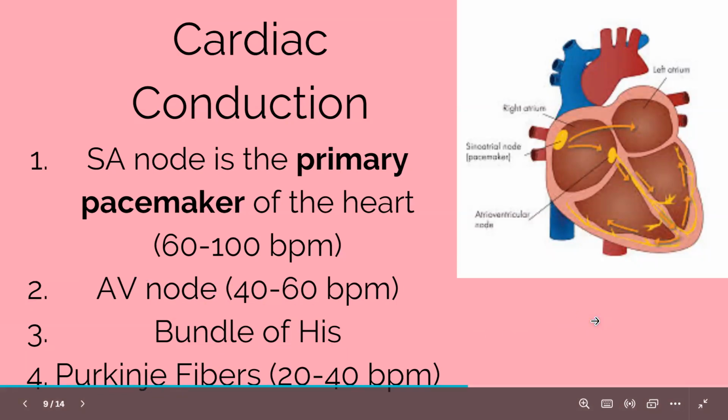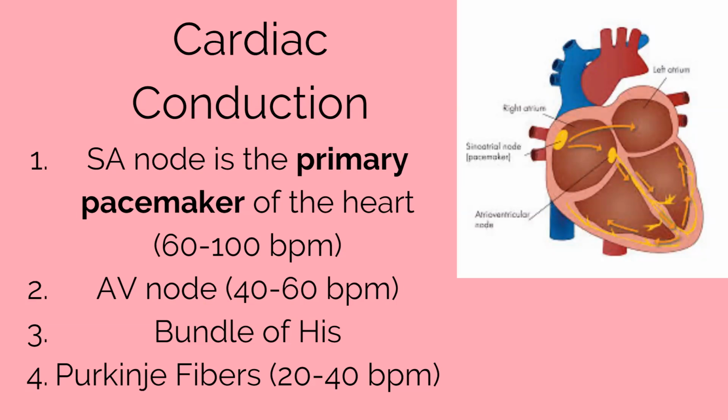So we said that the SA node is our primary pacemaker, but you'll see next to the AV node and Purkinje fibers, I also put parentheses with beats per minute. That's what BPM means, is beats per minute. So if for whatever reason our SA node is not functioning properly or it's not working anymore, our AV node will take over and it beats a little bit slower.